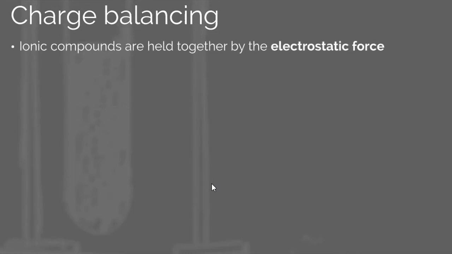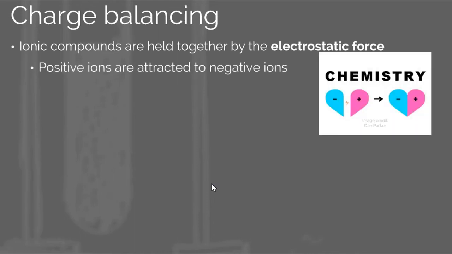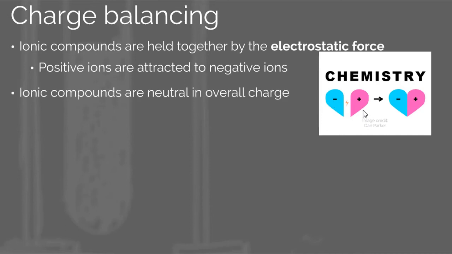Now let's take a look at charge balancing, because as we've discussed before, ionic compounds are held together by the electrostatic force, meaning that the individual ions have positive and negative charges, and this difference in charges is what holds them together. Remember that opposites attract, so positive ions will always pair with negative ions, and negative ions pair with positive ions. But what ends up happening is that our ionic compounds overall are neutral in charge, meaning that the positive charges are exactly matched by the negative charges, and they cancel out in a sense.